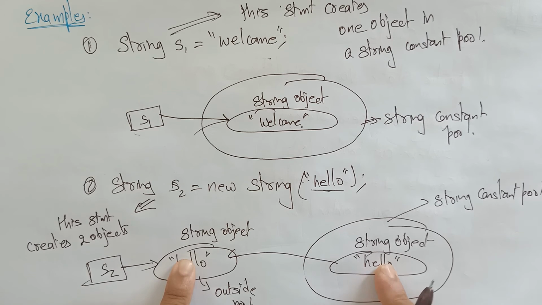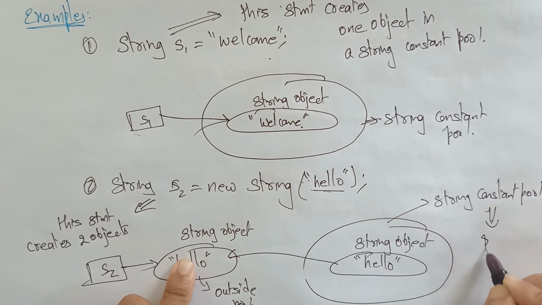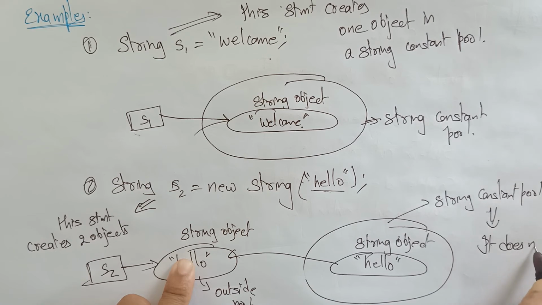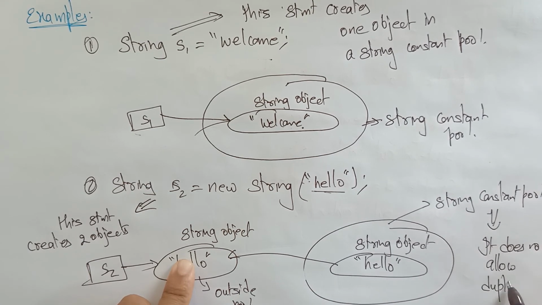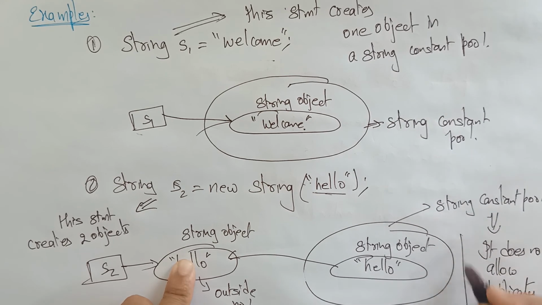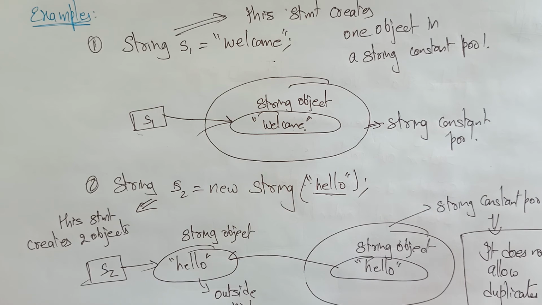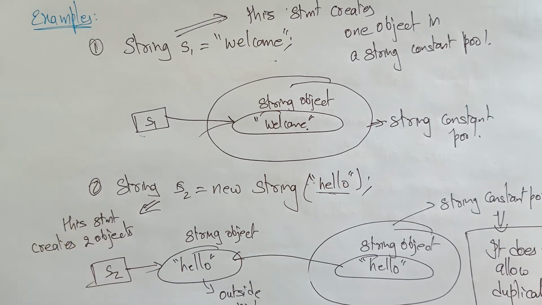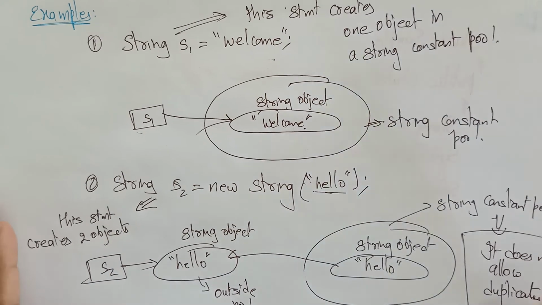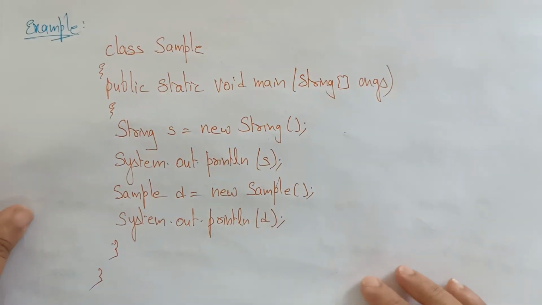Remember this point: the string constant pool does not allow duplicates. Every string literal is itself an object of the String class. Let me take one example.